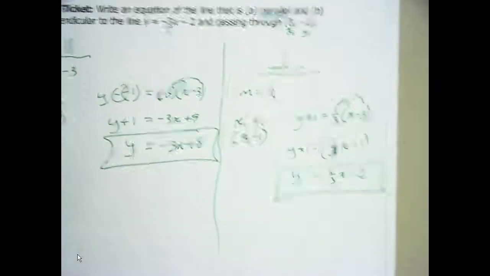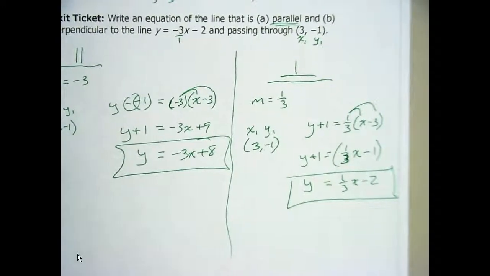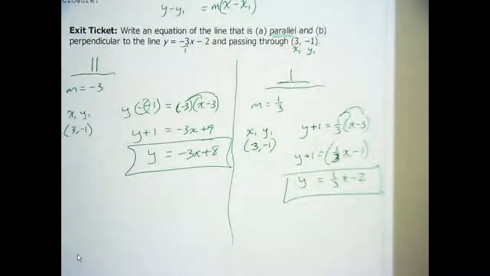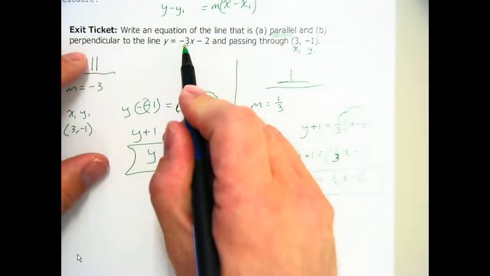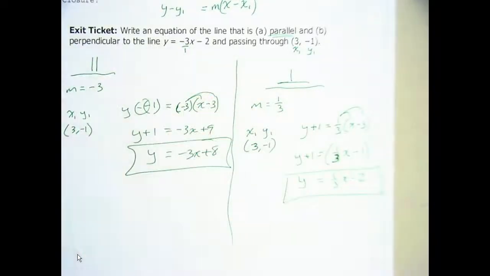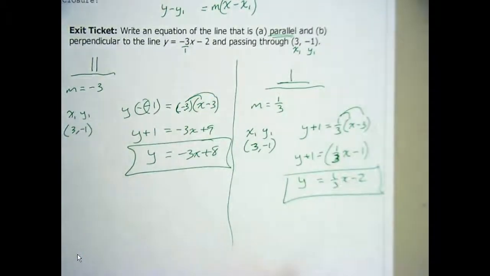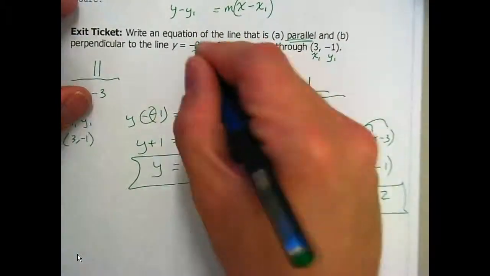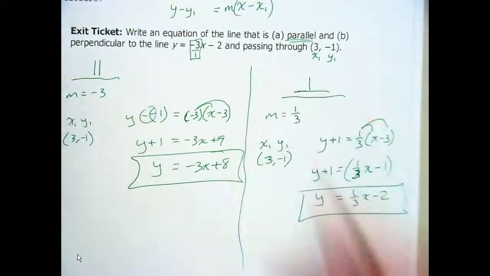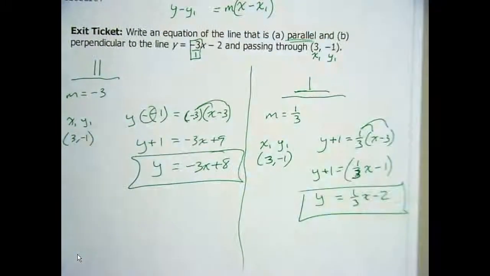Yes, Brendan. The 1/3 is if it's perpendicular, you take the original slope, flip it, and change the sign. The inverse reciprocal. So we're going to take that negative 3, flip it over, which becomes negative 1/3, and then you change the sign to positive. Okay?